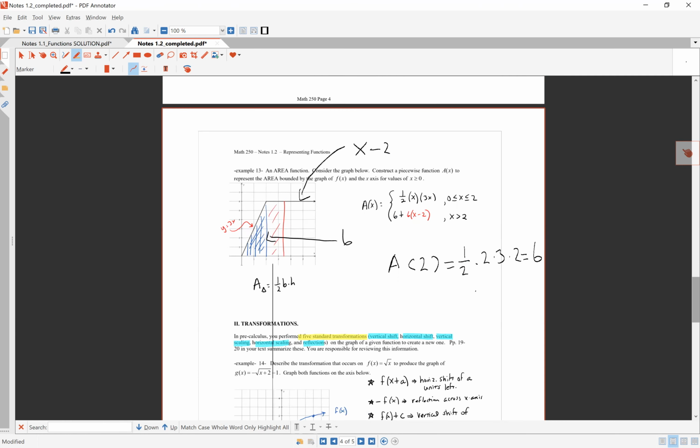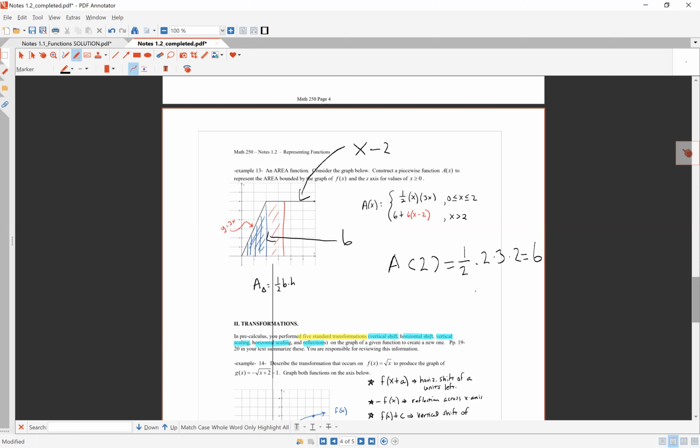It's this area function, but notice that from 0 to 2, the area is increasing. We get this triangle, right? The slope of that line is 3, and the formula for the line is y equals 3x. So from 0 to 2, the base would be equal to x and the height would be equal to 3x. We know the area of a triangle is 1/2 x times 3x.